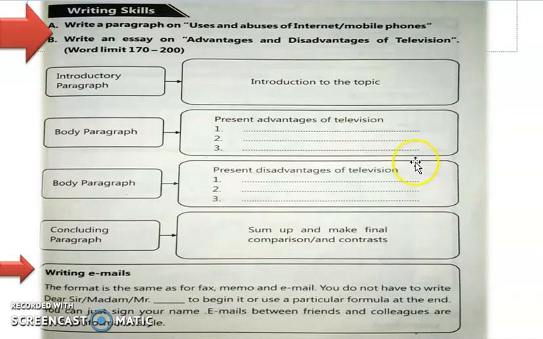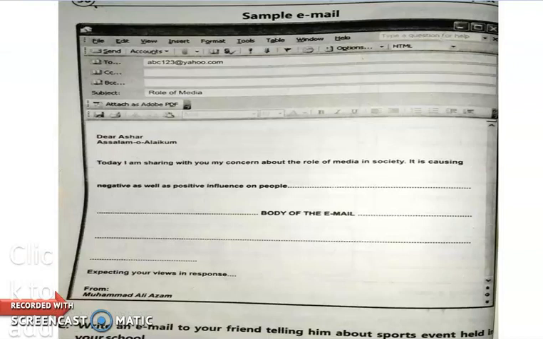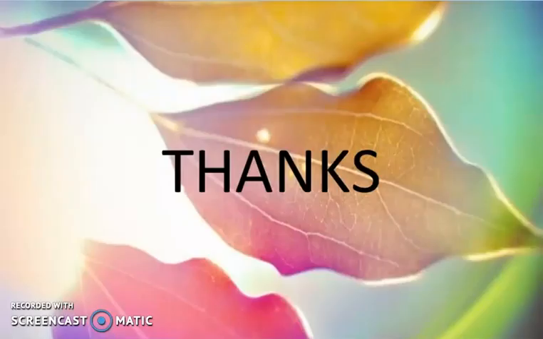Okay students, क्वेश्चन नंबर बी हम लोगों ने नहीं करना, ऐसे आप लोगों के include नहीं है सिलेबस में. Next is email. Email भी आप लोगों ने नहीं करना. And this was all for week 5. Hope all of you have understood.